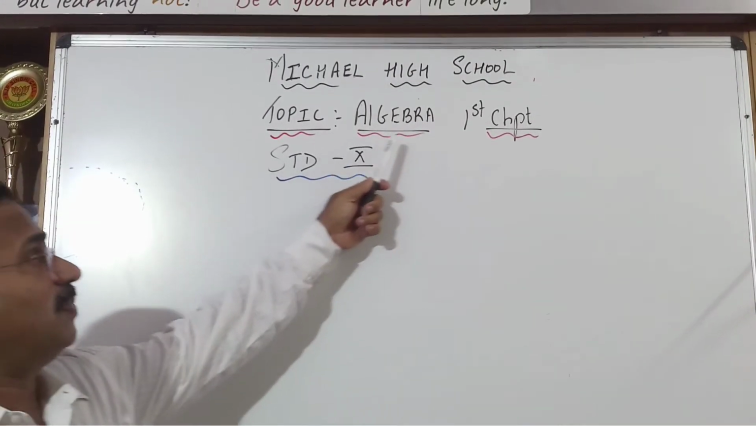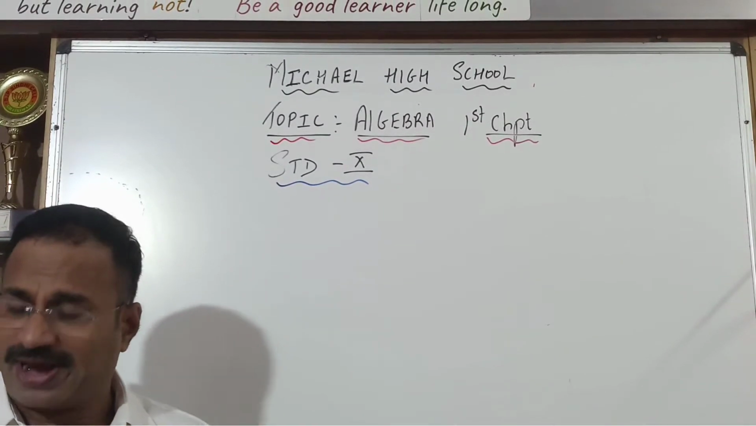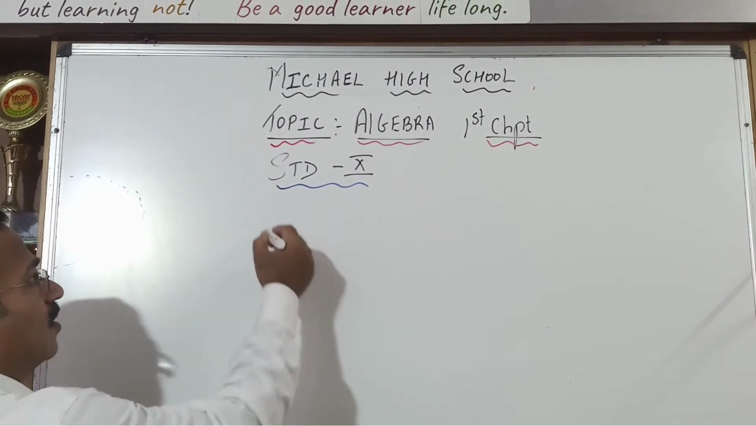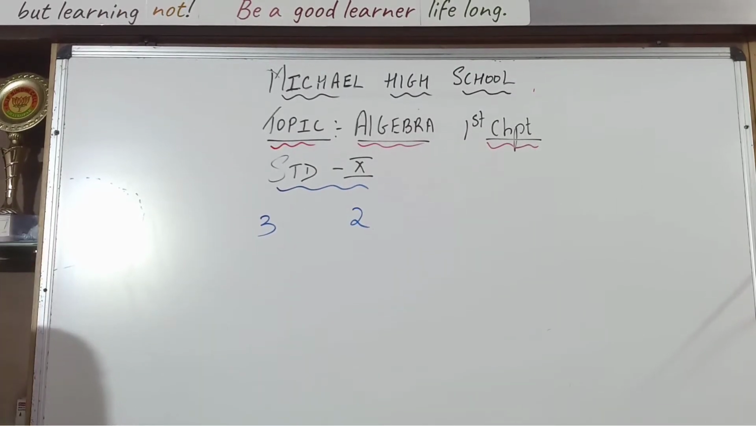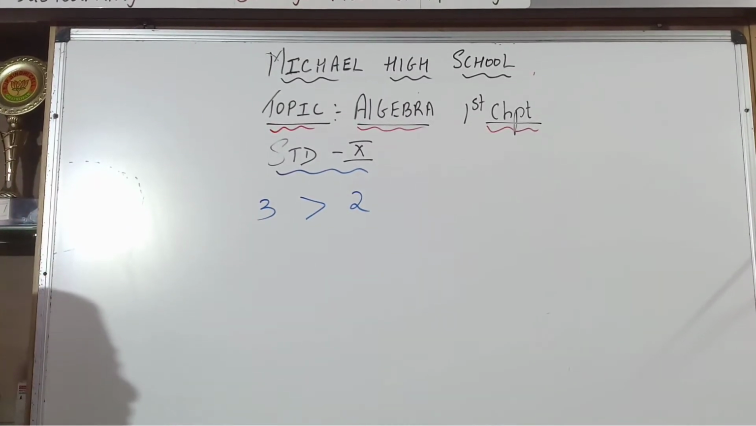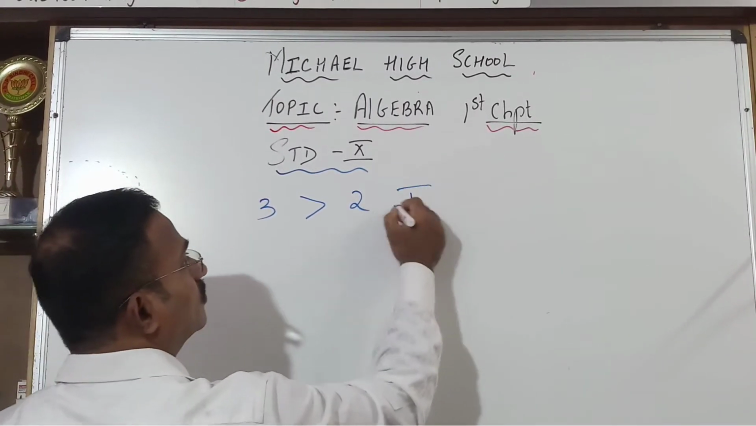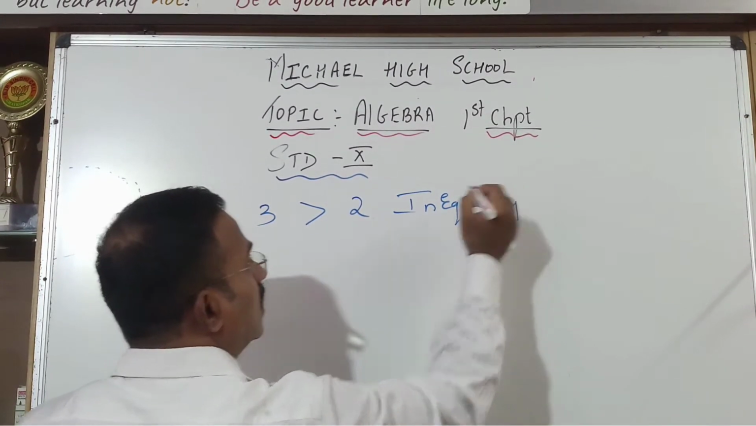Today we are going to learn about the first chapter of algebra. Now I want you to pay attention. Now 3 is big or 2 is big? You all will say 3 is big. So 3 is greater than 2. This is called inequality.